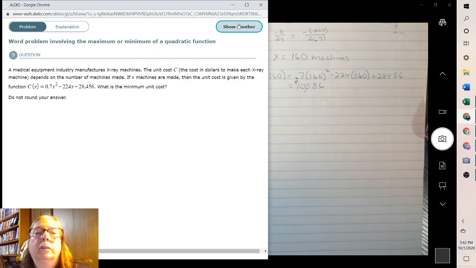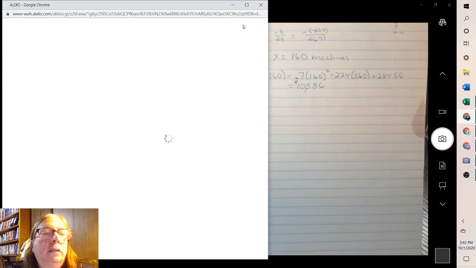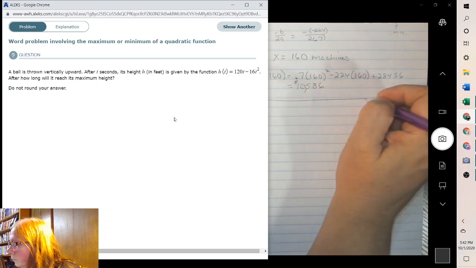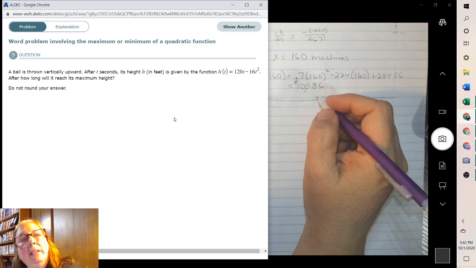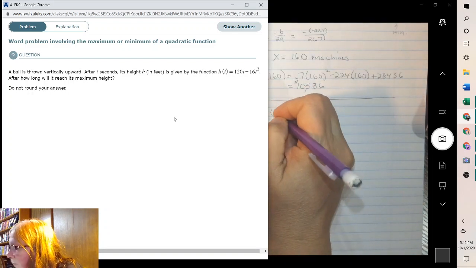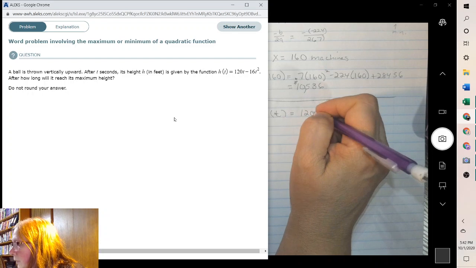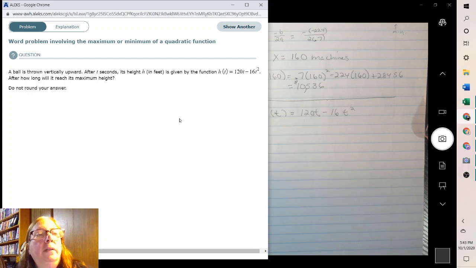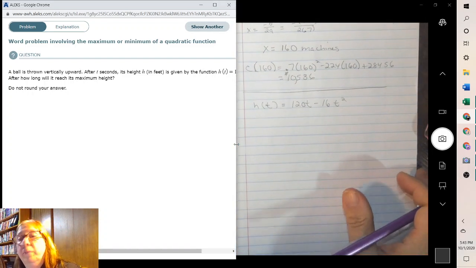Do one more. Let's do a max. Okay. A ball is thrown vertically upward after t seconds. Its height in feet is given by h of t equals 120t minus 16t squared. And we want to find out after how long will it reach its maximum height. So we want to know the time that it will reach its maximum height.